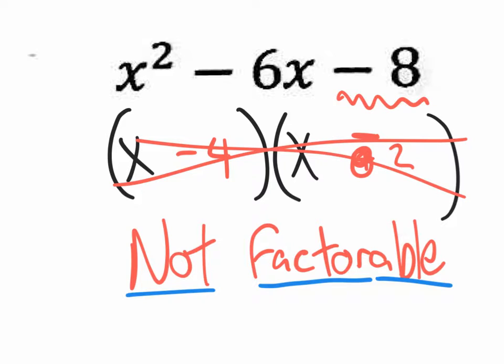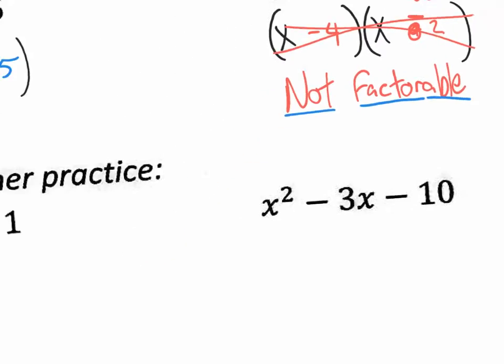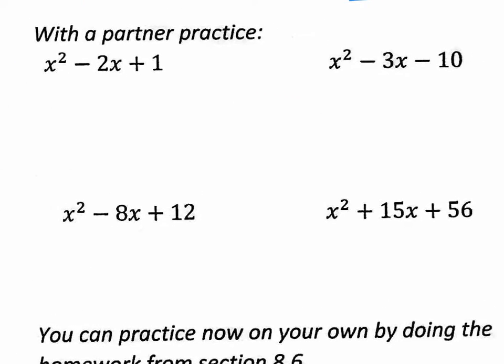Okay. So you're always thinking, what times what is the last number that if you combine together is the middle number? What times what is C that if you combine together is B? And the signs in front of your numbers are very, very important. Okay, so how about you guys try, with a partner, these 4 right here.